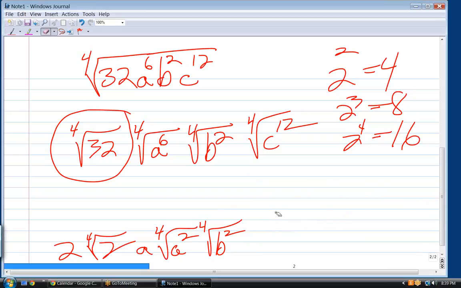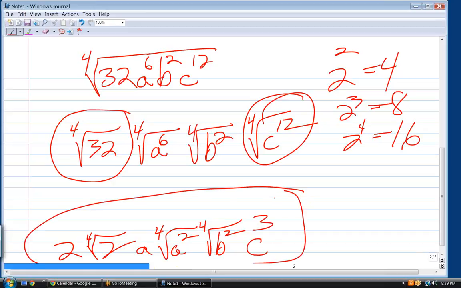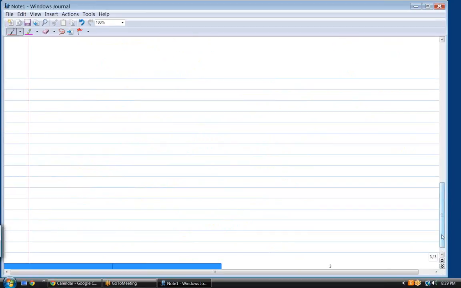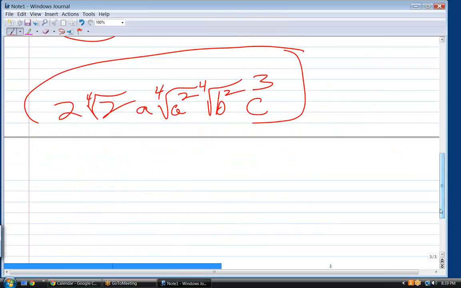I'm not sure exactly. Let's get to the final answer and we'll see. What's the fourth root of c to the 12th? That's going to be c cubed. Yeah. So there's our answer, and we can express it in a number of ways.